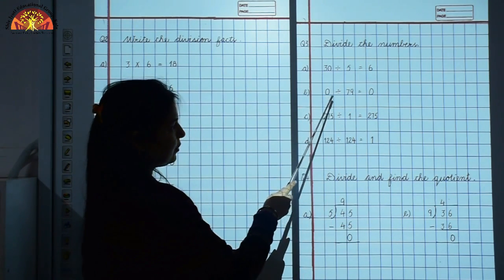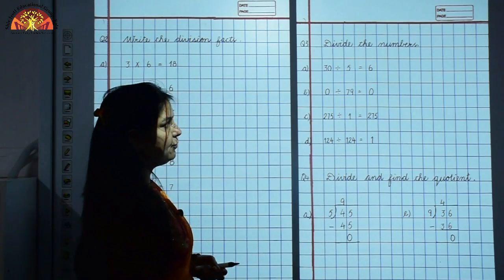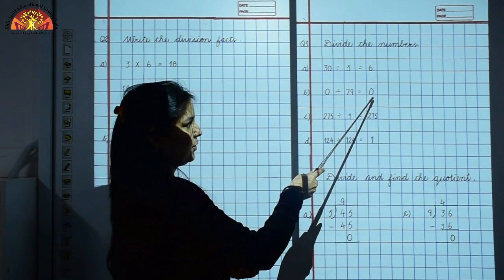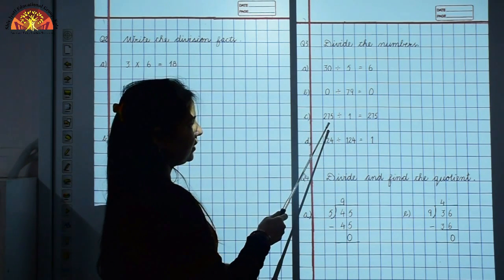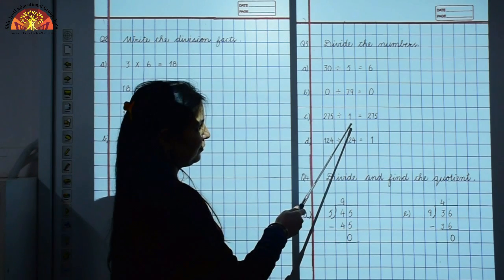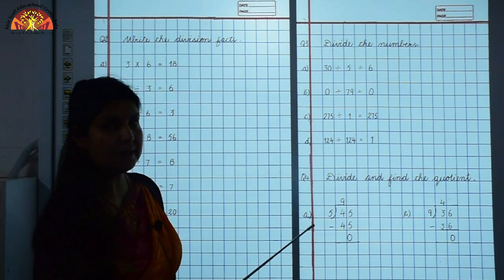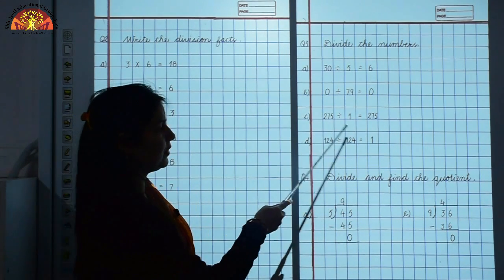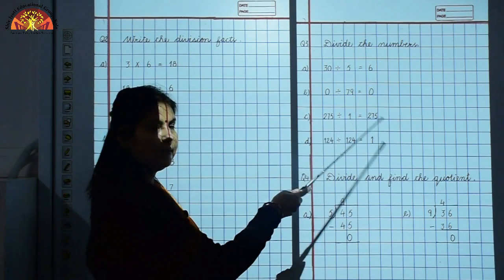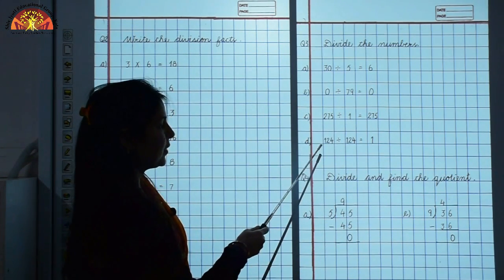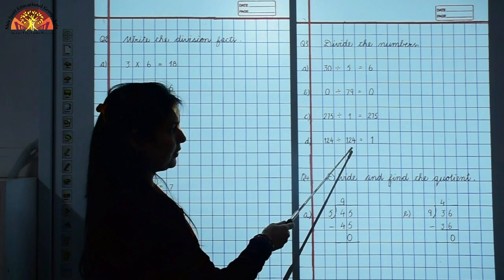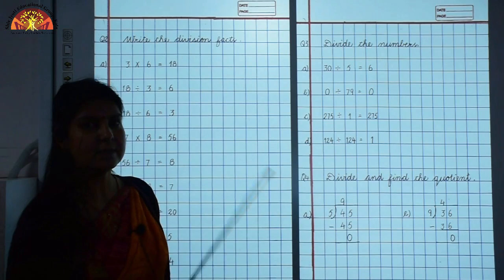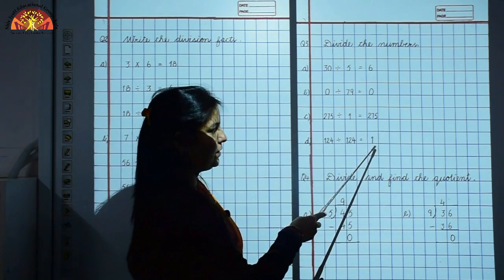Now B, 0 divided by 79. As you know, when we divide 0 by any number, the answer will be 0. So we will write 0 here. Now C, 275 divided by 1. When we divide any number by 1, the answer is the number itself. So here we will write 275, the number itself. Now D, 124 divided by 124. When we divide any number by itself, the result is 1. So here we will write 1.